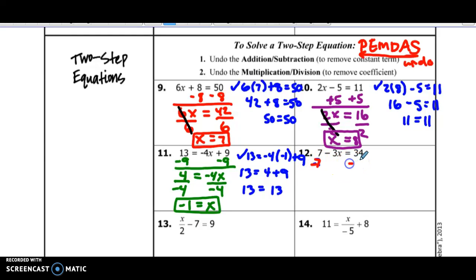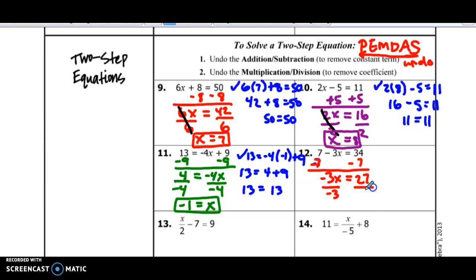Whatever I do to one side, I have to do to the other. 7 minus 7 is 0, so all I have left on this side is the minus 3x. And on the right side, I have 34 minus 7, which is 27. Now my new equation, negative 3x equals 27, I just need to get rid of this -3, and it's being multiplied by x. So to undo that multiplication, I'm going to divide by -3.